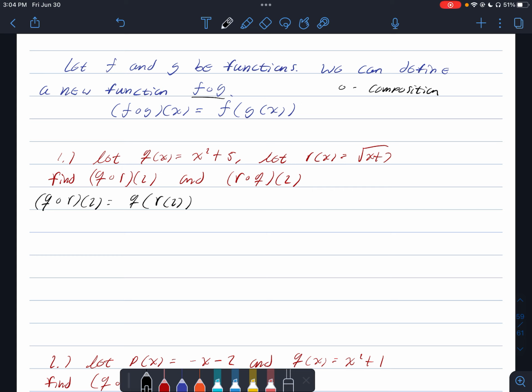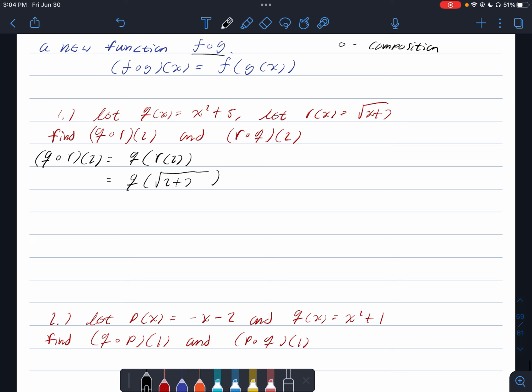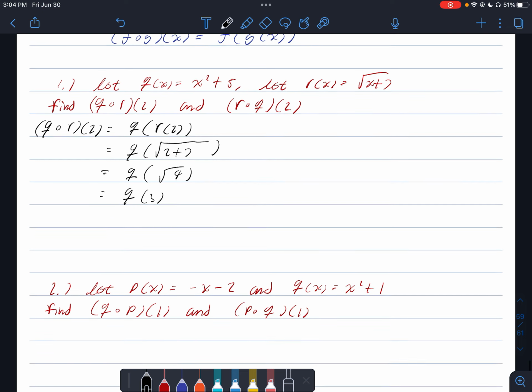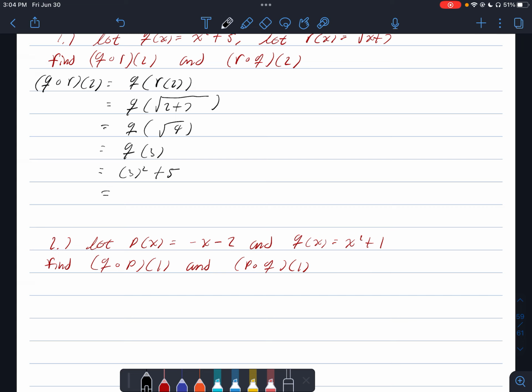For r of 2, let's do this. We have q of the square root of 2 plus 7. That's going to be q of the square root of 9, or q of 3. All right, so q of 3 is going to be 3 squared plus 5, or 9 plus 5, which is 14.